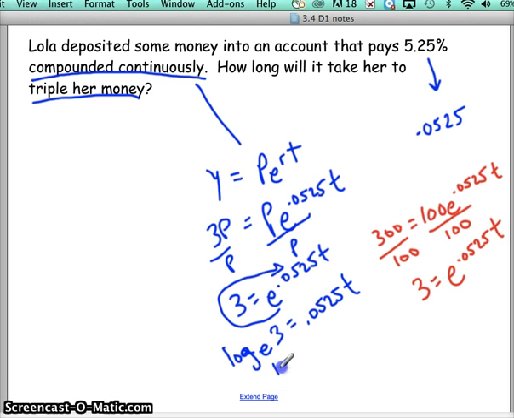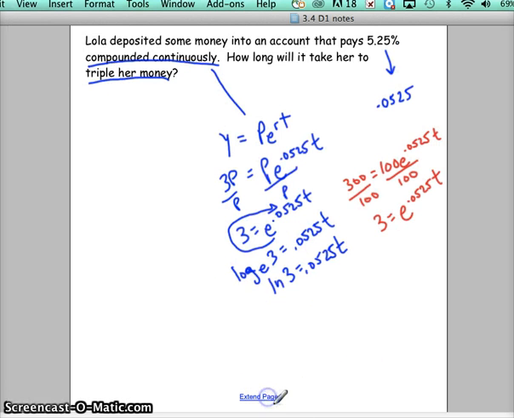Log base e is the same thing as natural log. We can type natural log of 3 into our calculator, and when you do that, you get 0.19403. Oops, nope, you don't. Sorry about that, let me erase that. When you type natural log of 3 in your calculator, you get 1.09861.